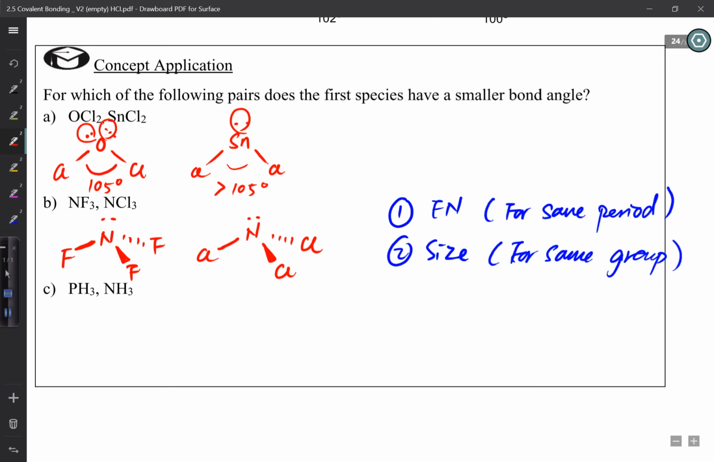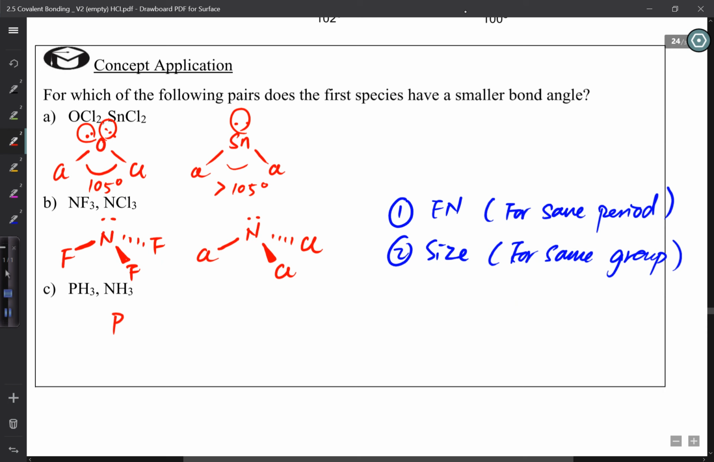The last one, PH3 versus NH3. So once again, you have this shape. PH3 versus NH3.